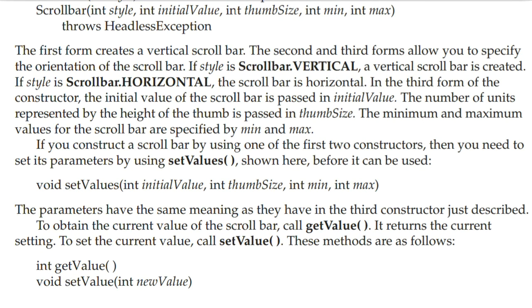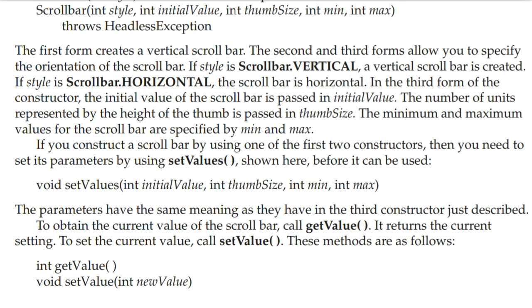In the third form of the constructor, the initial value of the scroll bar is passed in initialValue. The number of units represented by the height of the thumb is passed in thumbSize. The minimum and maximum values of the scroll bar are specified by min and max.